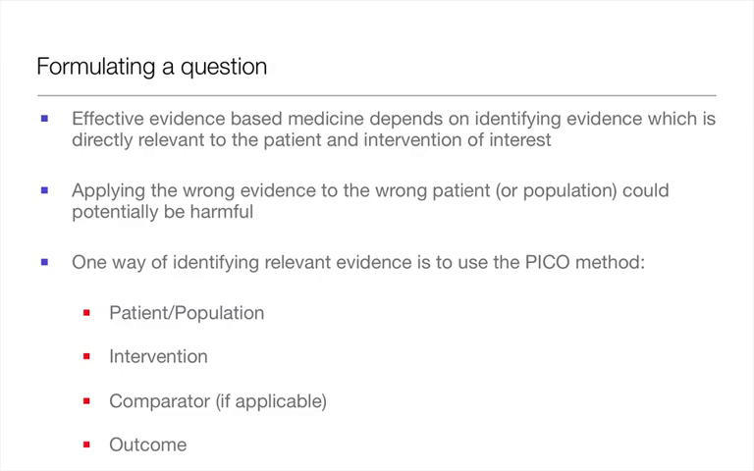So one way of breaking this down is to use what's known as the PICO method. And this is to consider your question in terms of four contexts. First of all, the patient, the individual patient or population you're looking at, the intervention which you're interested in, the comparator. This may be a placebo or it may be no intervention, and then the outcome you're looking at.